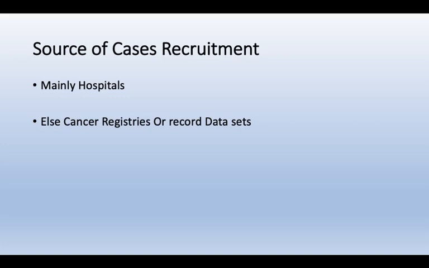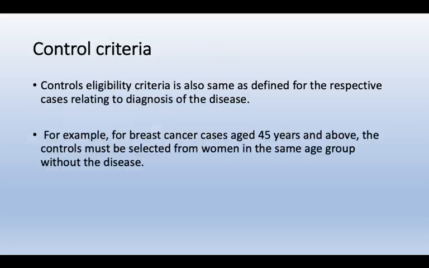Now the sources of case recruitment are mainly two: the hospitals, or the registries or record databases. For example, if we are interested to know about COVID-19, the sources remain the same: hospital or cancer registries, because they are more reliable. Now the control criteria. The control criteria is, you can say, a very user-friendly format. The control eligibility criteria is almost the same as defined for the respective cases, with one condition: it should be disease-free. The disease in question should not be present among the controls.